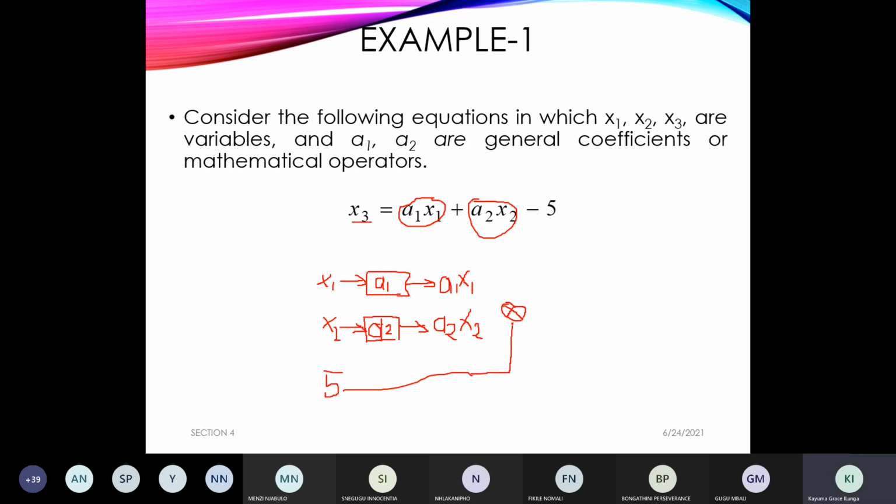Okay, so this is gonna be like minus. Then this signal can go there. This one also can go there. Now put the arrow there. Because they are positive, we're gonna put plus plus, and our x3 must be somewhere there.